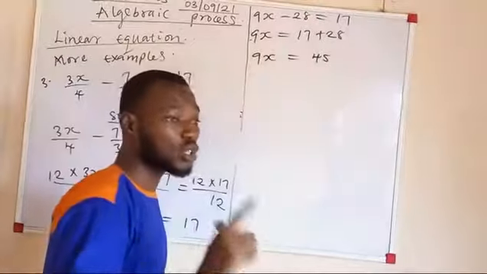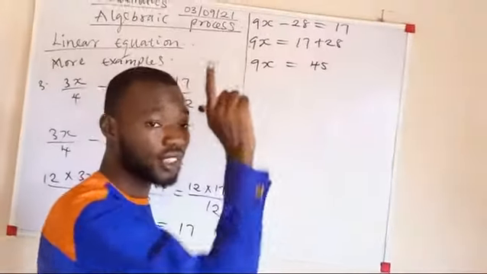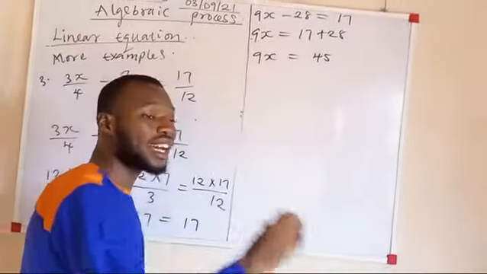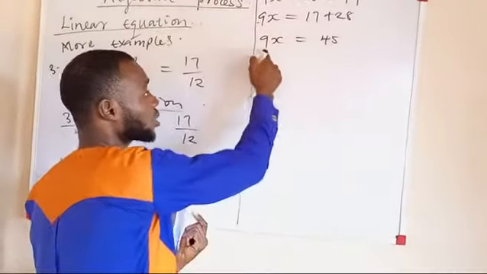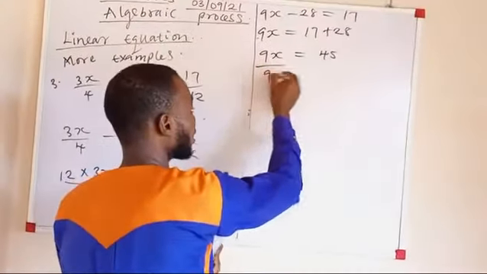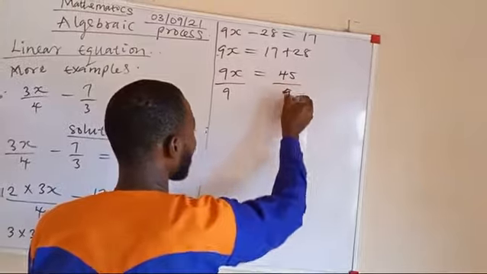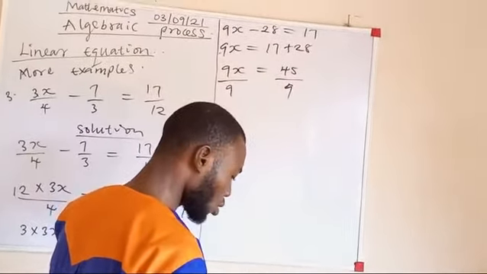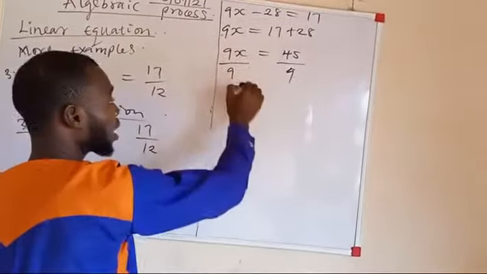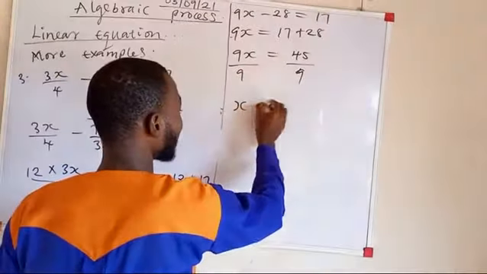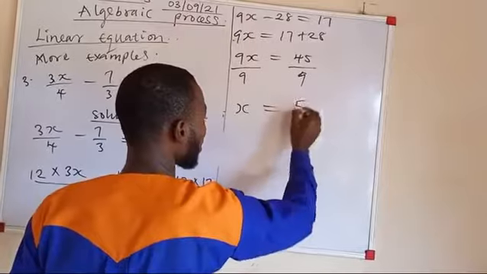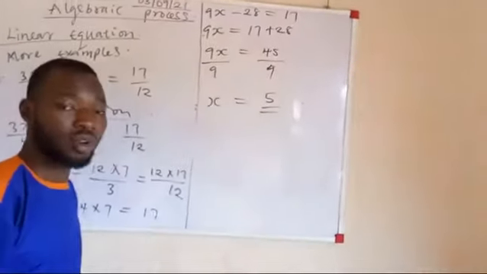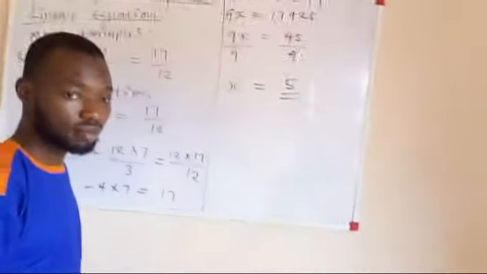The next step is to divide both sides by the coefficient of x so that we can get the correct value of x. The coefficient of x here is 9. We divide by 9, we divide by 9. So 45 divided by 9 is going to give us 5. So 9 will cancel 9 and we now have that x is equal to 5. That means the value of x is 5.